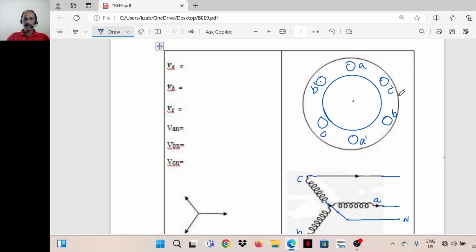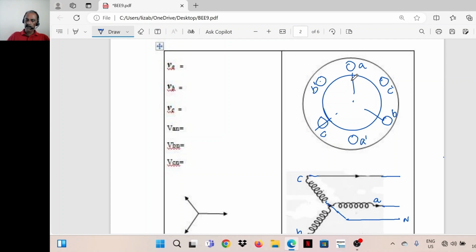That means along the periphery, these coils are arranged at an angle of 120 degrees. This is the axis of coil A dash, this is B dash, this is C dash. So between these 2 coils, there is an angular difference of 120 degrees. Likewise, between B and C, there is an angular difference of 120 degrees. Same between C and A also 120 degrees. So these coils are arranged at an angle of 120 degrees each.